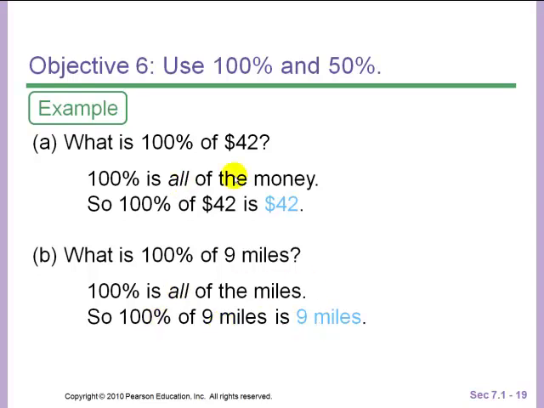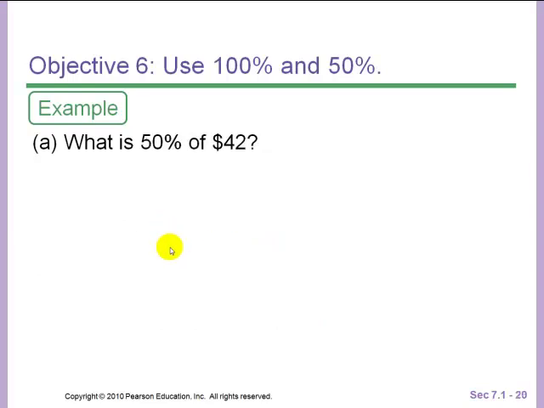I know this seems a little silly, but if you understand what 100% really means, it will make some of our application problems make more sense, and it also makes more sense when we deal with percents over 100. If 100% is all of something, then if you have a percent greater than 100, like 150%, you're going to have all of it plus some extra, so you're actually going to wind up with more than the whole original 100%.